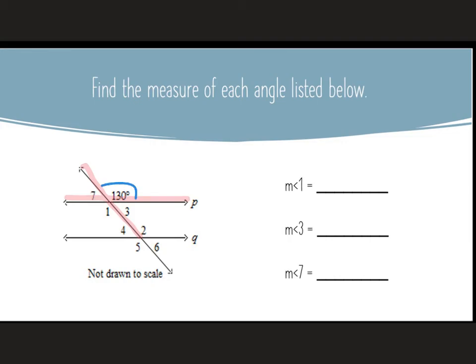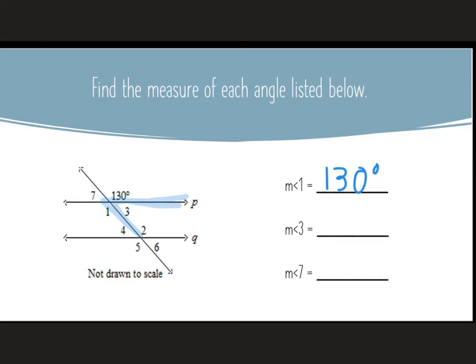So you can see that 130 degrees and measure of angle 1 are vertical angles, which means they are equivalent. So measure of angle 1, no work to be shown. That's just going to be 130 degrees because of my vertical angle rule. Next one, measure of angle 3. So that's this angle right here.